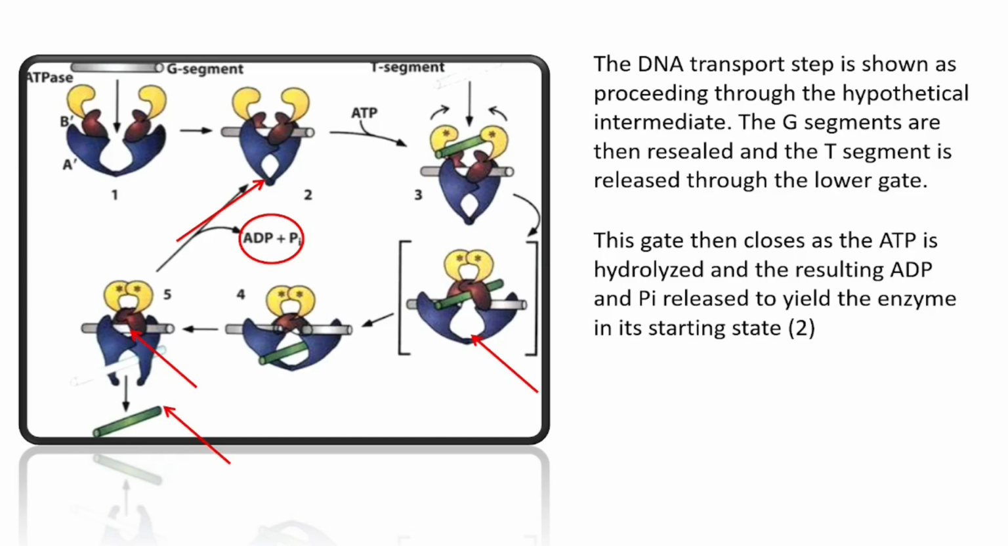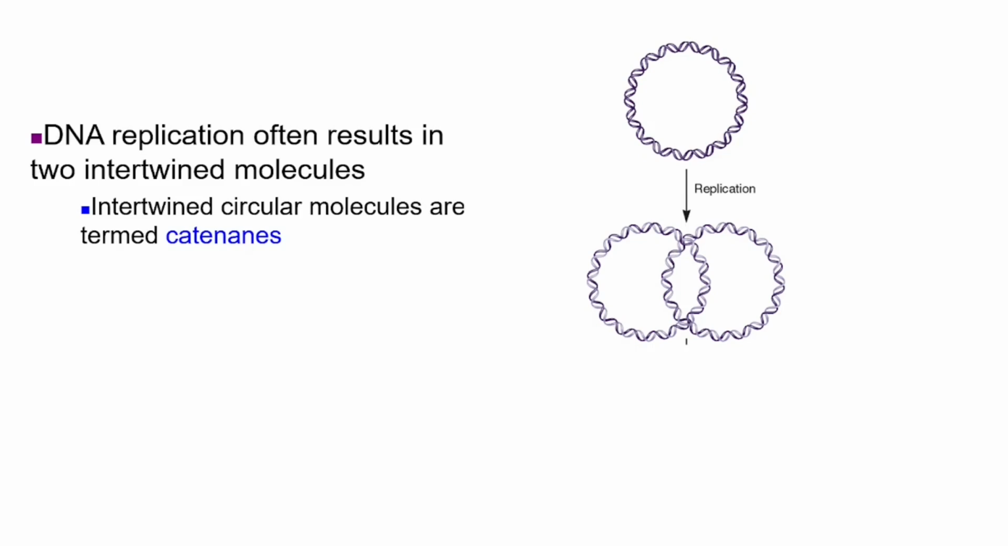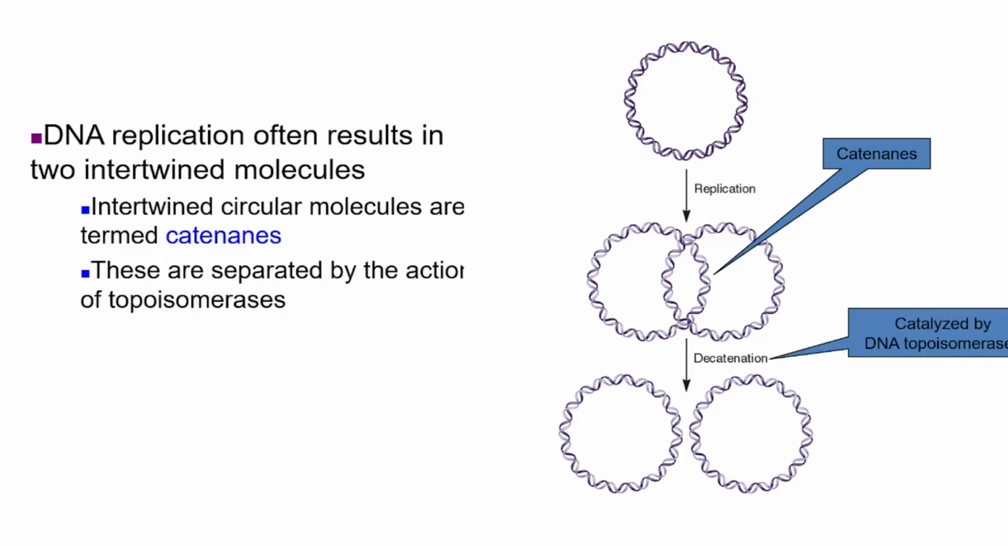Topoisomerases have another role assigned at the end or the termination of replication. DNA replication often results in two completely or incompletely formed daughter duplexes intertwined or interlinked with each other. These interlinked circular DNA molecules are called catenanes, and separation of these catenanes is called decatenation, and this is brought about by the action of topoisomerases. Let us delve a little bit deeper into this role of topoisomerases in decatenation.